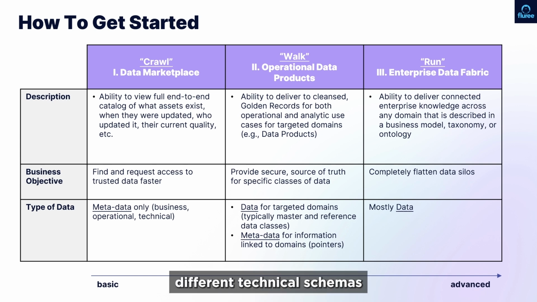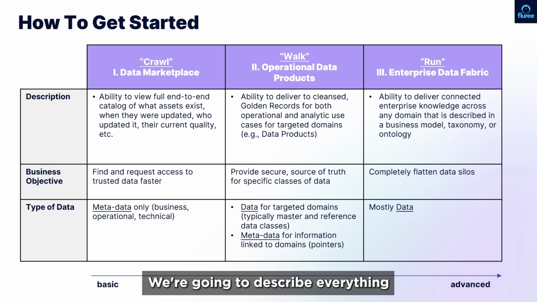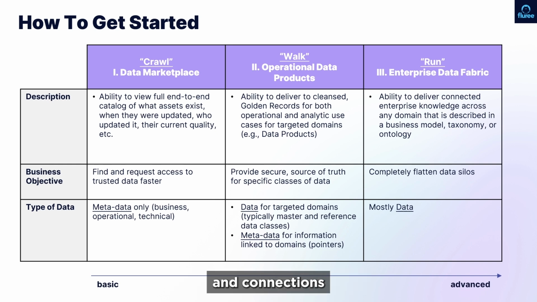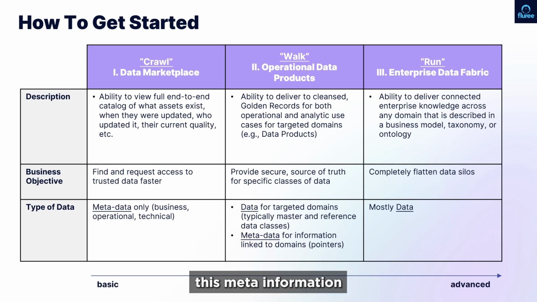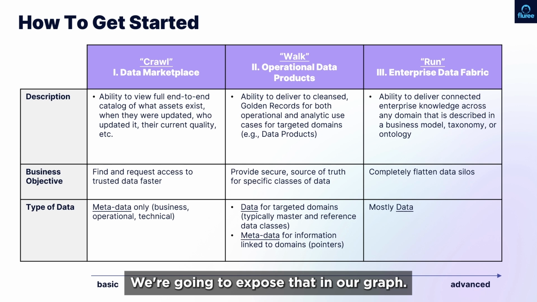These systems have various different technical schemas and table names and columns. We're going to describe everything and save everything as links and connections to specific terms in my ontology. And then we're going to expose this meta information, or the stitching between the business metadata and the technical metadata, in our graph. And that's kind of the safe way that many organizations get started.